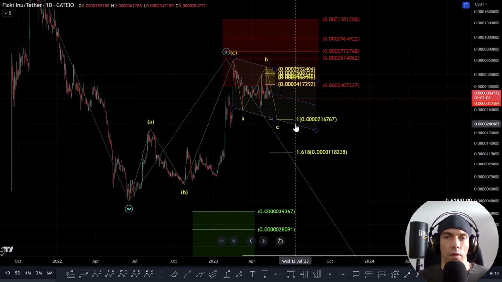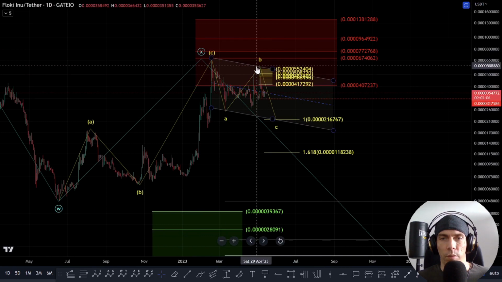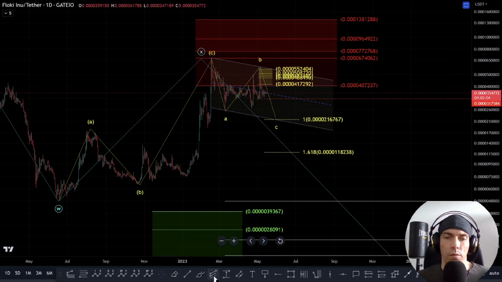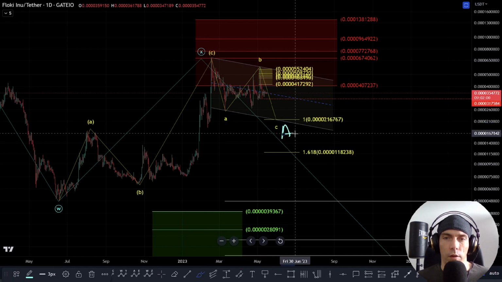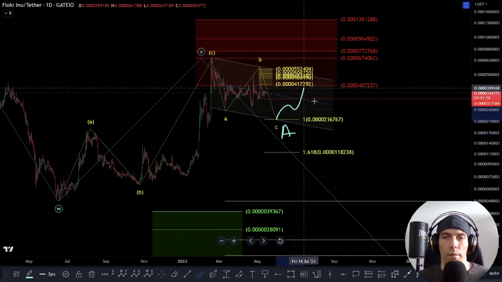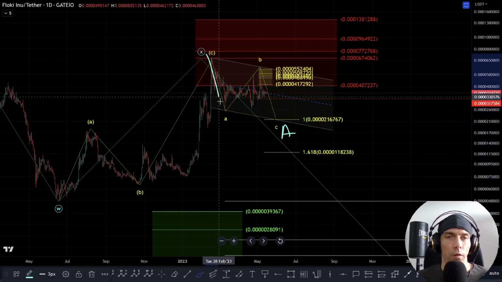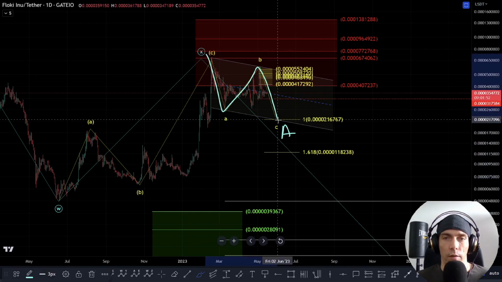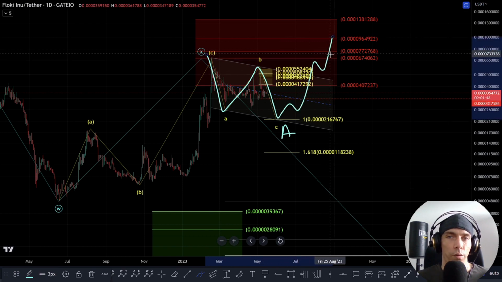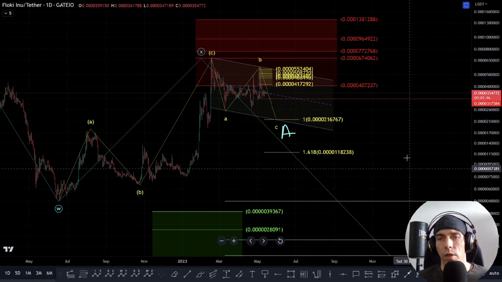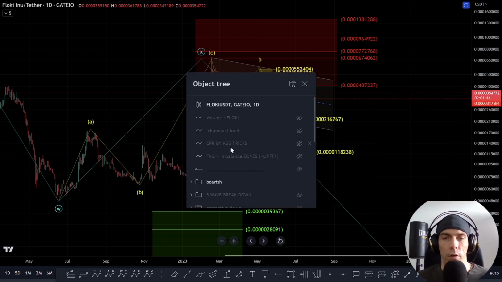Basically within this count the idea is the same sort of thing, looking for that possibility of an A, B and a C. The difference would be here that this move here would then become an A wave to the downside. We'd be looking for a B wave up, and then we'd be looking for continuation to the downside. Whereas the other count would be looking at this as A, B, and C, or WXY, and then looking for another 5-wave move to the upside. Okay, so let's get into that potential of that bullish count now.